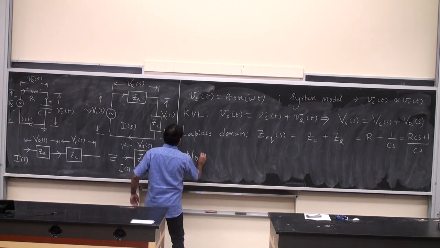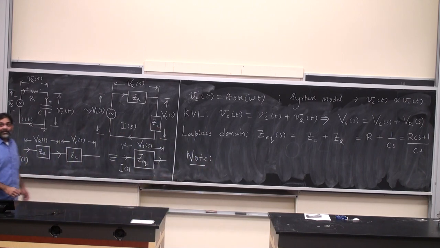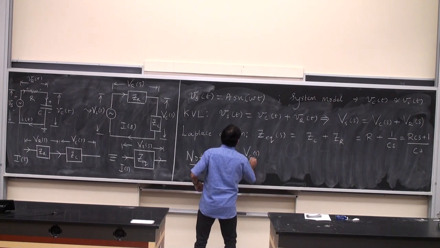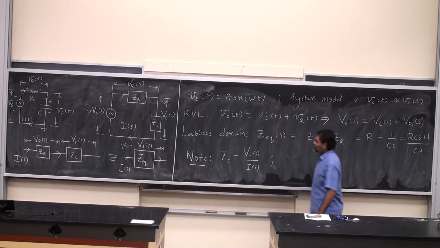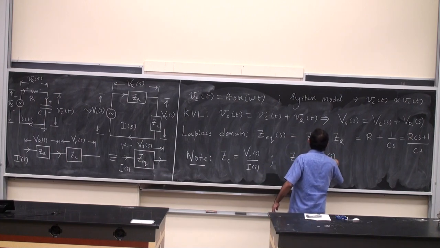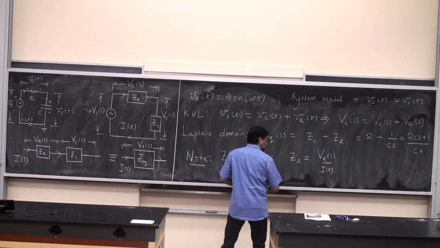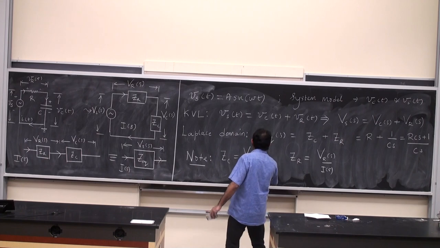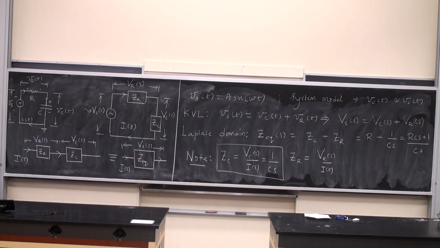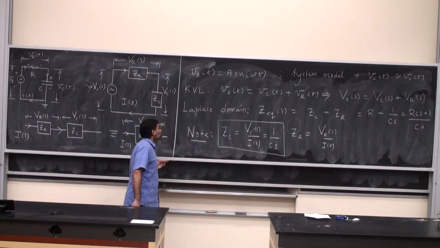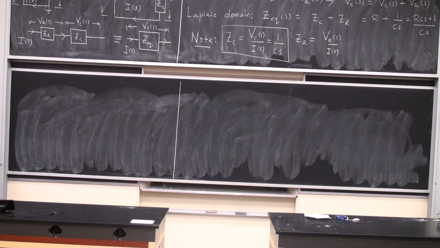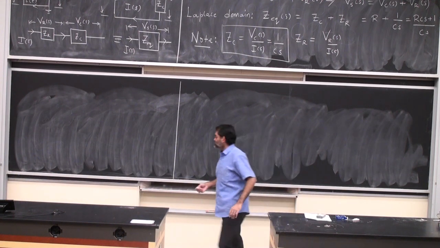And before that, we note that ZC is VC by I of S. And likewise, we have ZR is VR by I of S. And ZC is 1 by CS. The final equations. I have reduced it to a single impedance block. Here is the figure I typically draw.